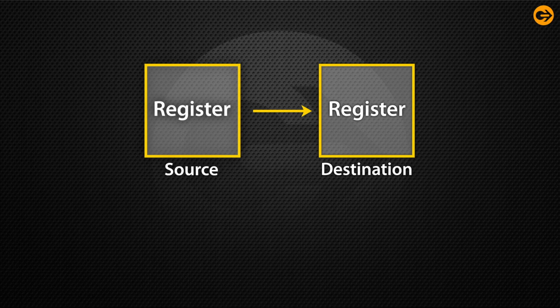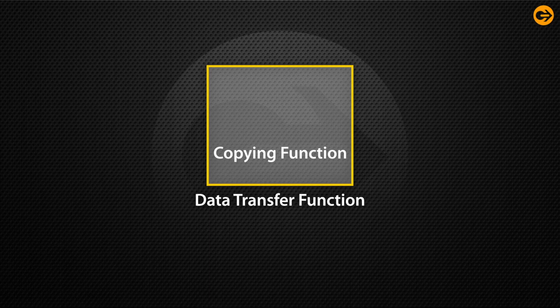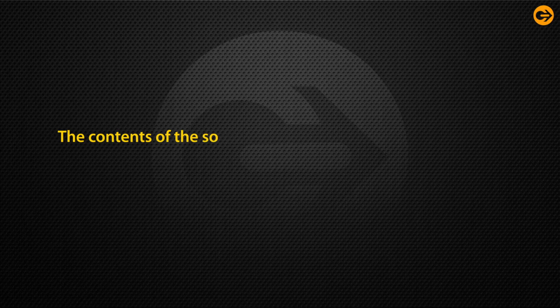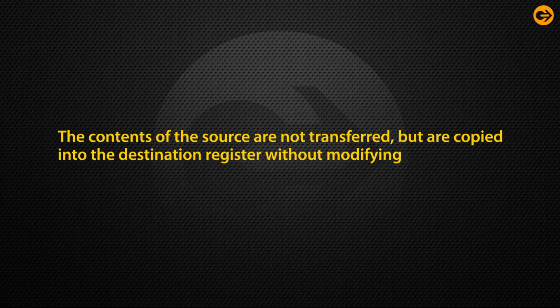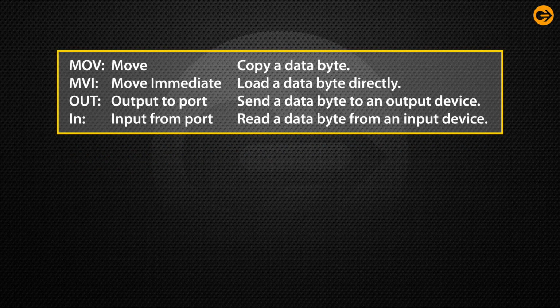Let's start. One of the primary functions of the microprocessor is copying data from a register called the source to another register called the destination. In technical literature, the copying function is frequently labeled as the data transfer function, which is somewhat misleading. In fact, the contents of the source are not transferred, but are copied into the destination register without modifying the contents of the source. Several instructions are used to copy data.